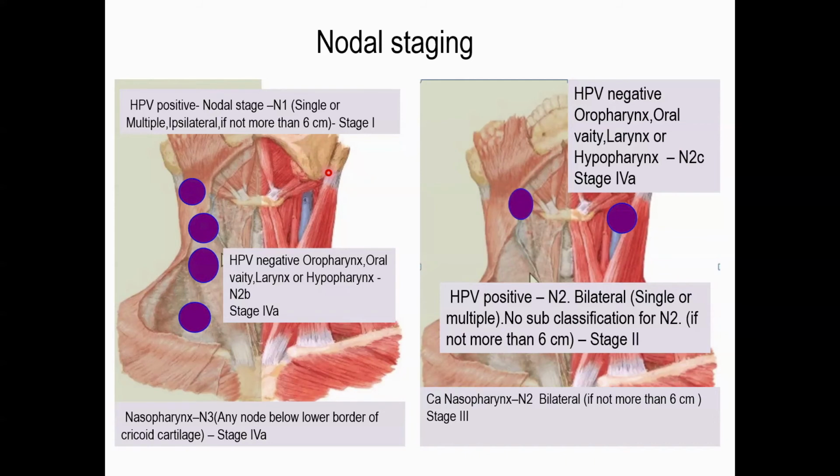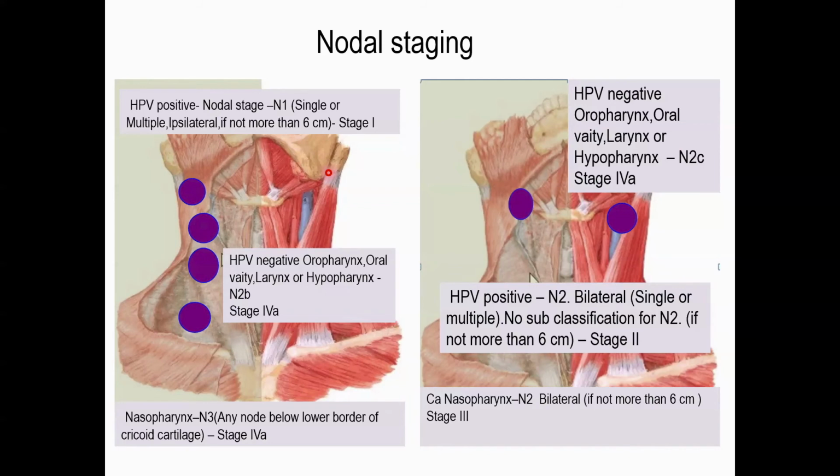If you have an N1 node in the oral cavity, larynx, hypopharynx, or HPV negative oropharynx, it should have three criteria. One, it should be a single node, ipsilateral, and less than or equal to 3 centimeter. It becomes an N1 node. It becomes a stage 3 disease, irrespective of the T stage.